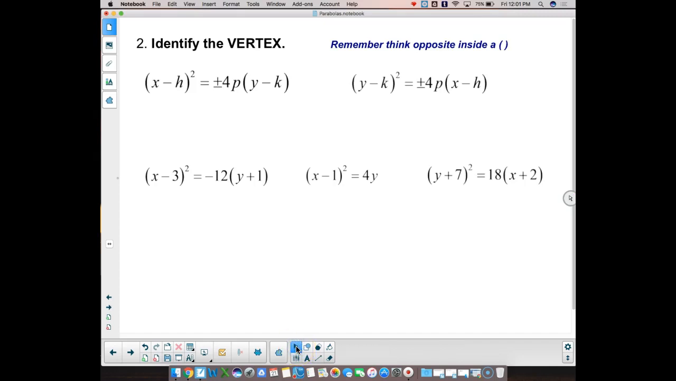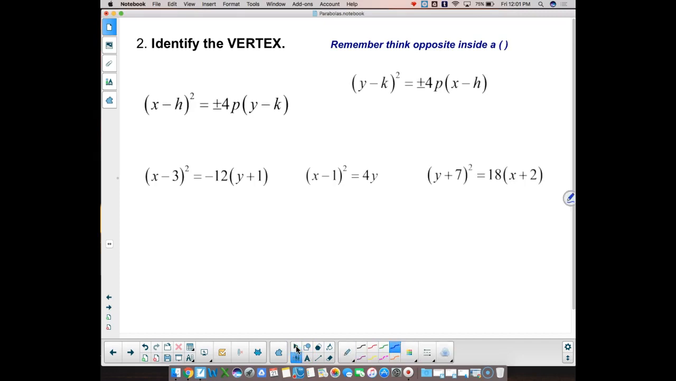The first thing is, this here is the standard form for an up or a down parabola. X minus h quantity squared equals plus or minus 4p times the quantity y minus k. So this is up, down because x is squared. If this 4p number is positive, it would be up. If this 4p number is negative, it would be down.